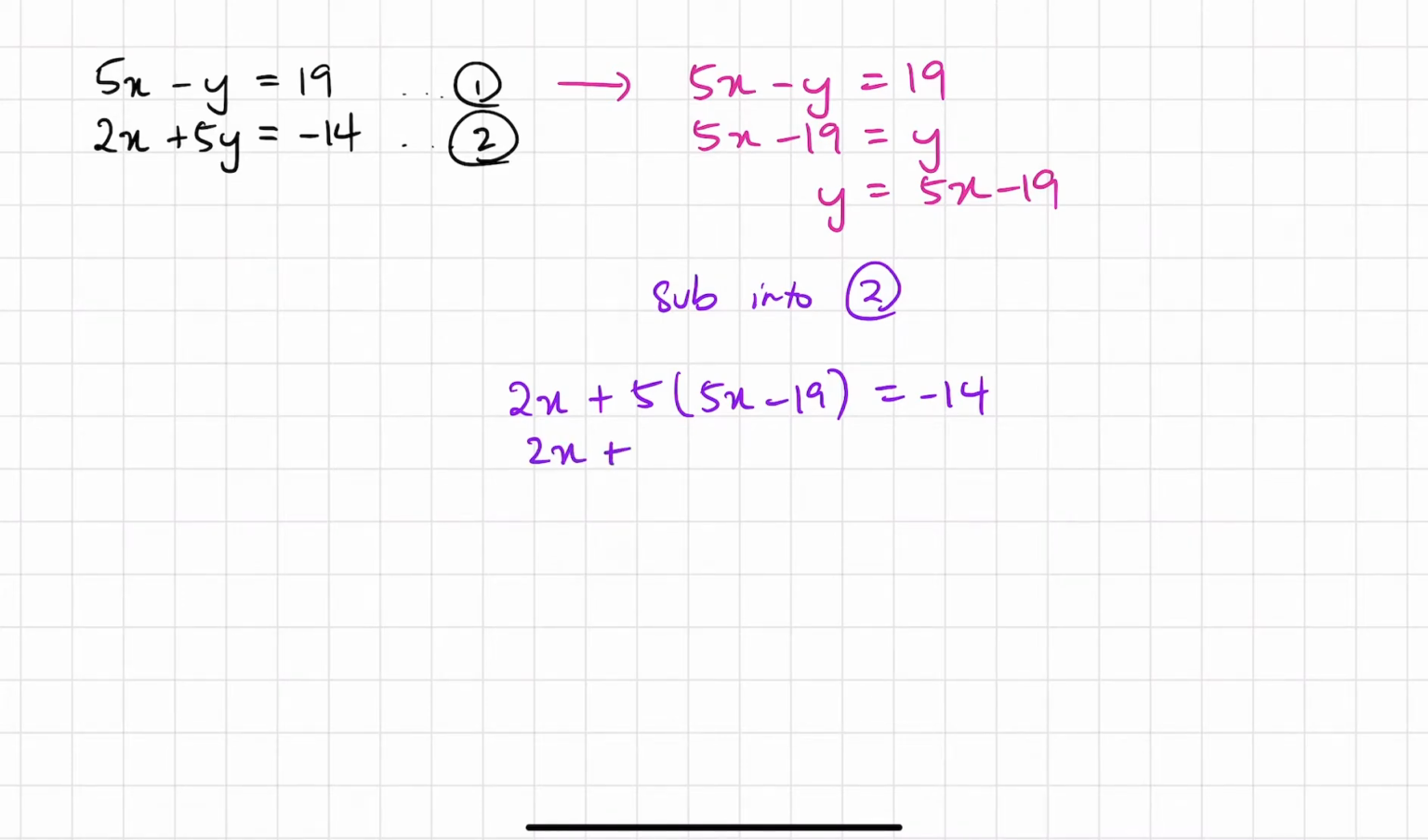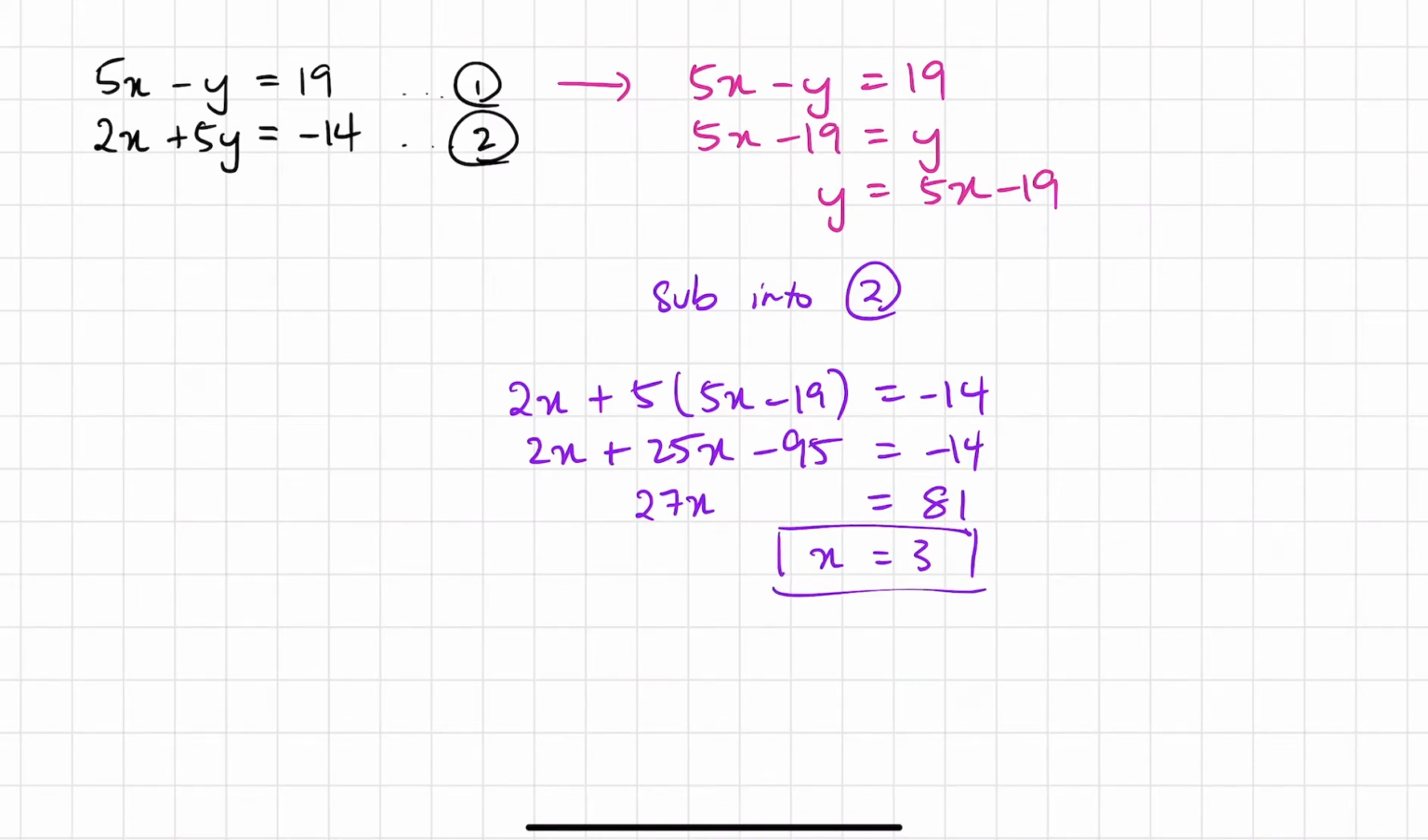So 2x plus 25x minus 95 is equal to negative 14. 27x is equal to, I'm going to add 95 to the other side, which leaves 81, and x equals 3, which is the same answer as we got using the previous method. So we know we're correct.